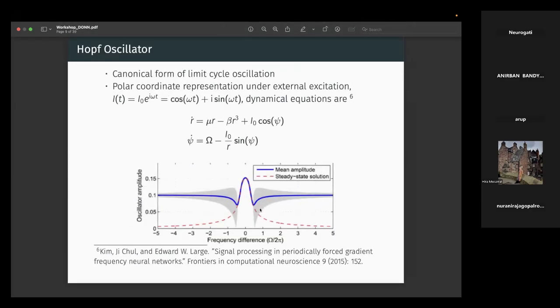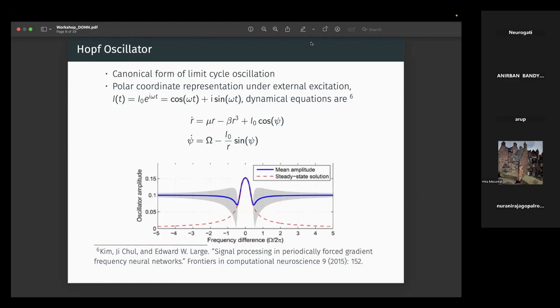We just saw Sir mention, as did Anirban, the Hopf oscillator equation in polar coordinates, given by this. As you can see here, when the frequency difference between the input and the oscillator's own frequency is 0, then the response is maximum. Otherwise, you see all sorts of behavior.